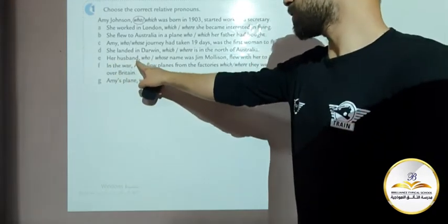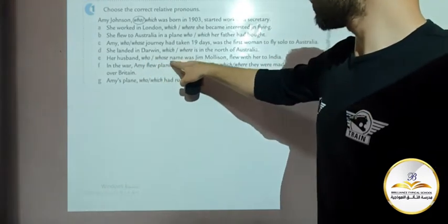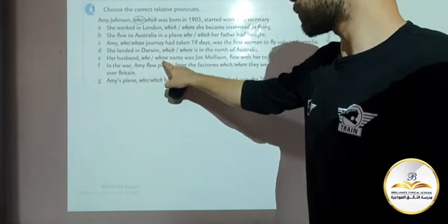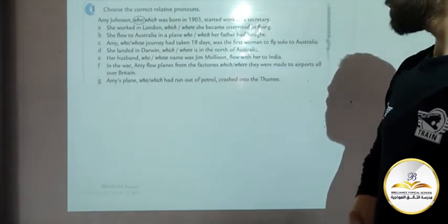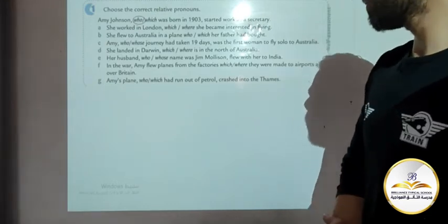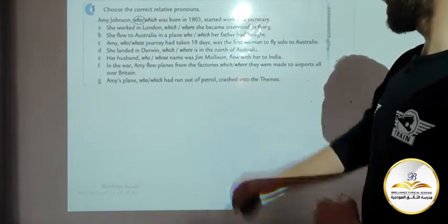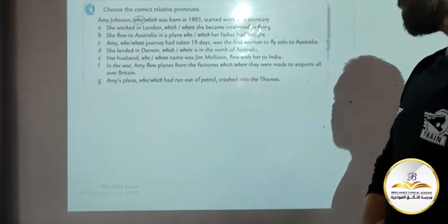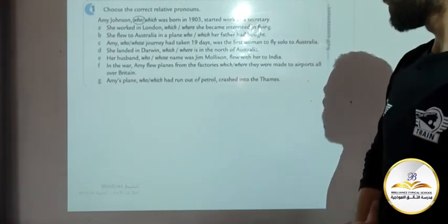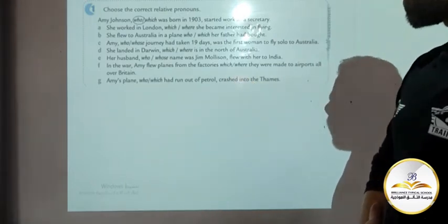Her husband, here we have either who or whose name, but we are talking about a person's name, so we have to use whose name was Jim Mollison, flew with her to India in the war. Amy flew planes from factories. We have which or where they were made to airports all over Britain. So we are going to say where they were made to airports all over Britain.